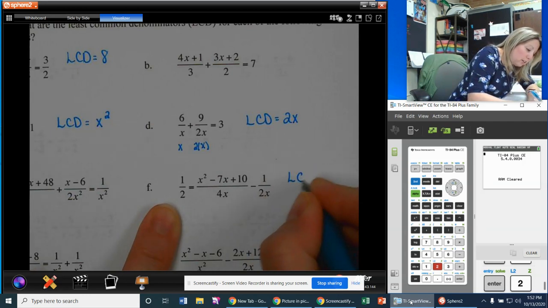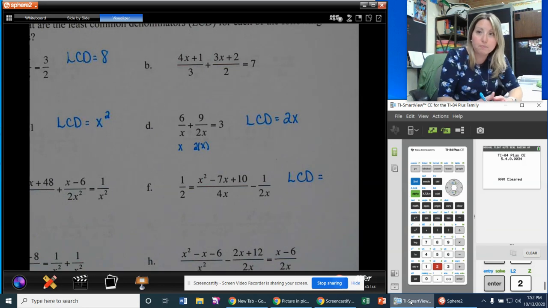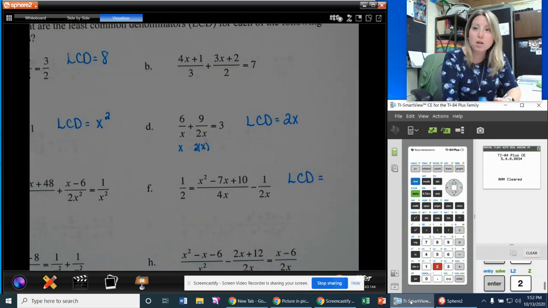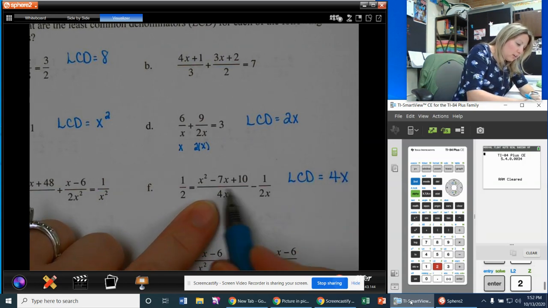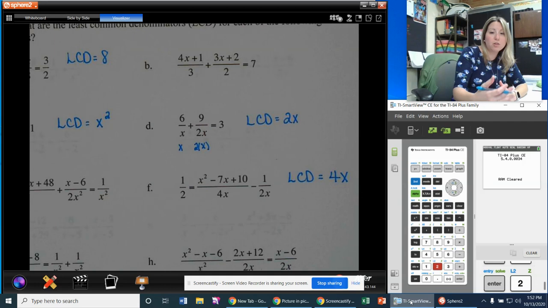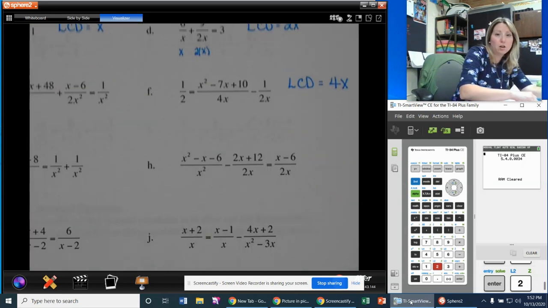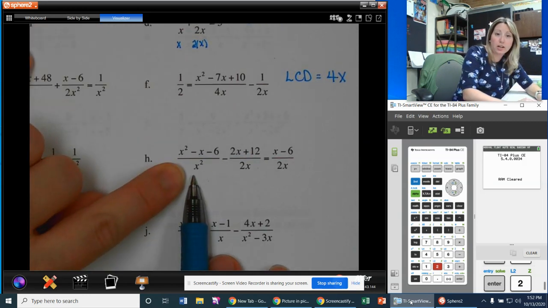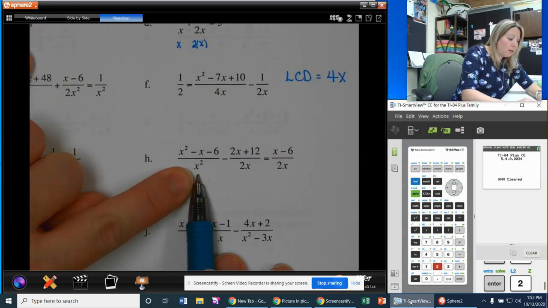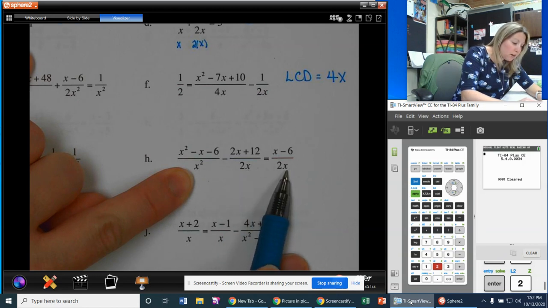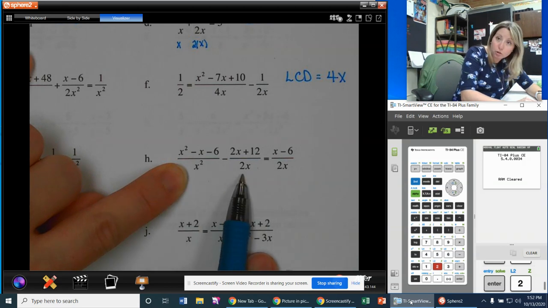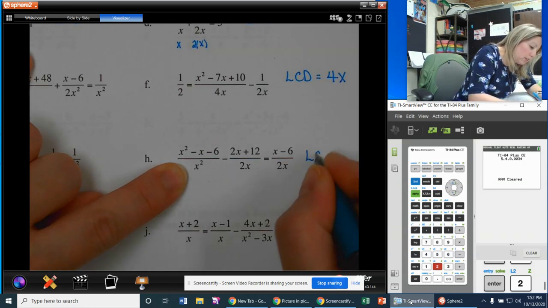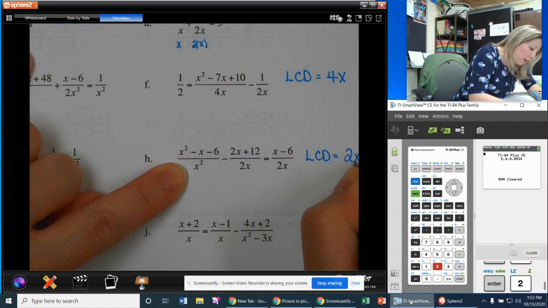So the LCD definitely has to have a times x in it, right? But what can 2 multiply to become? 2 times 2 is 4. We've already got a 4 and an x. That is your LCD. So sometimes a present denominator is your LCD. Other times, you've got to force it, like an h. Look at h. You got an x squared and a 2 times x and a 2 times x. But what's the highest present exponent? An x squared, right? And then we've got this number 2 that we have to multiply by. So the LCD is 2x squared.